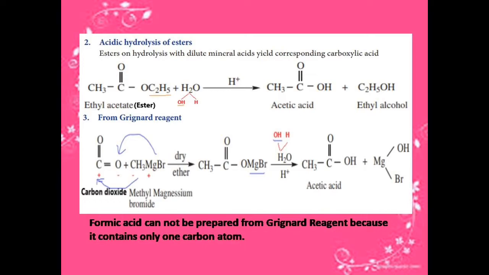Afterward, we are going to add water. That water is split into OH and H. Here the magnesium releases the old oxygen and gets the new oxygen from water, so that it gives MgOHBr as a product. The remaining H alone is added to the CH3COO, so we get acetic acid. But from this Grignard reagent, we can't prepare formic acid, because the formic acid formula is HCOOH, which contains only one carbon atom.